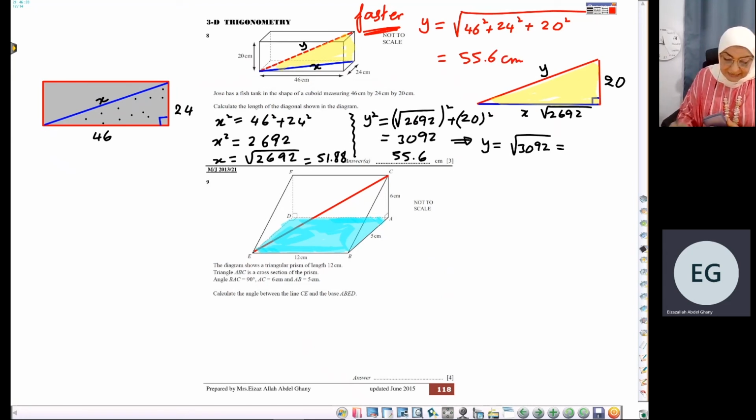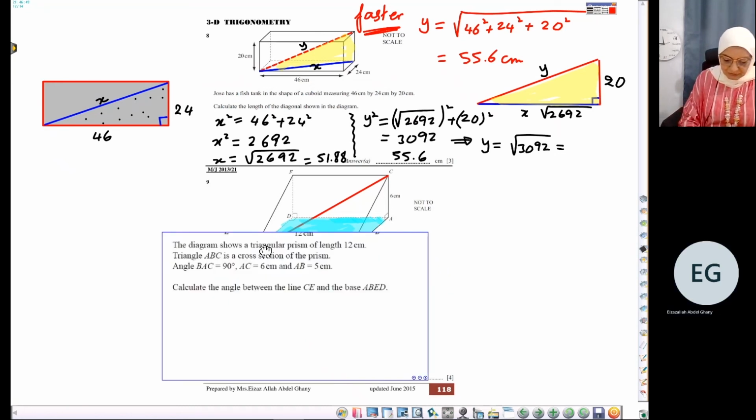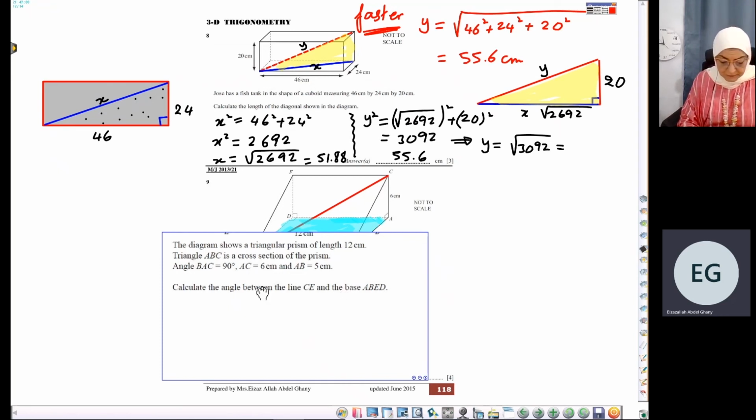Now, the last idea we'll take today is about a wedge. This wedge, we call it triangular prism. What's the meaning of that prism? We'll take prisms in mensuration in a coming video. So the diagram shows a triangular prism of length 12 centimeters. Triangle ABC is a cross-section of the prism. Angle BAC is 90 degrees, AC is 6, AB is 5, and all dimensions are written already on the diagram.